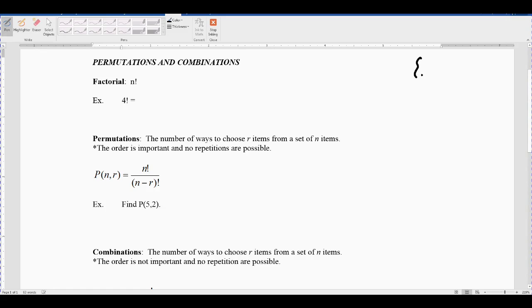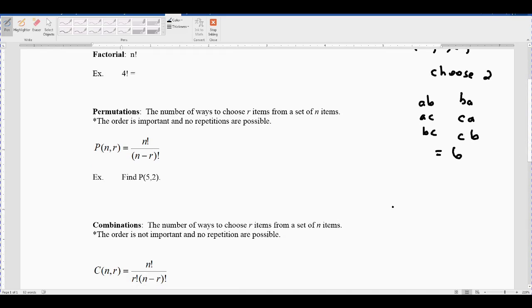So for example, if you have a set of three elements A, B, and C, and you want to choose, let's say, two. For permutations, the order is a big deal. What that means is I can do AB, AC, BC. But since the order is important, that means that BA is different than AB, and CA is different than AC, and CB is different than BC. So the number of permutations is 6.